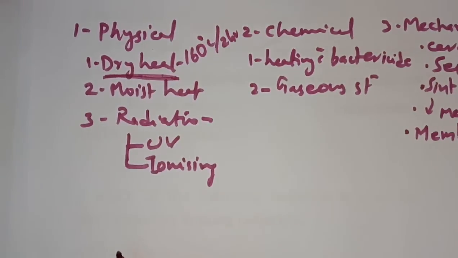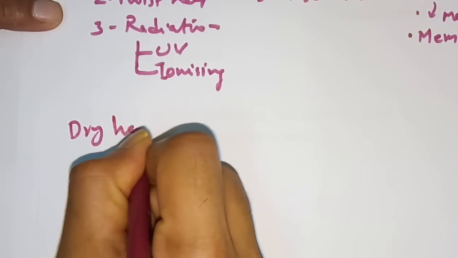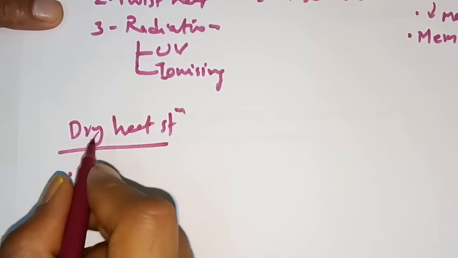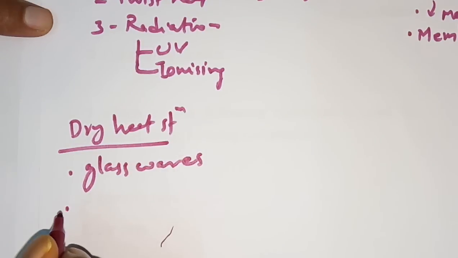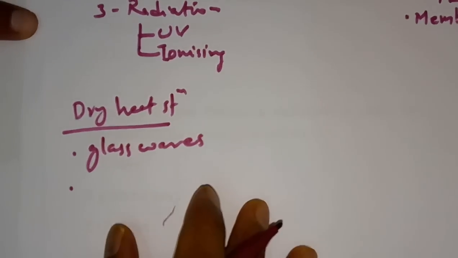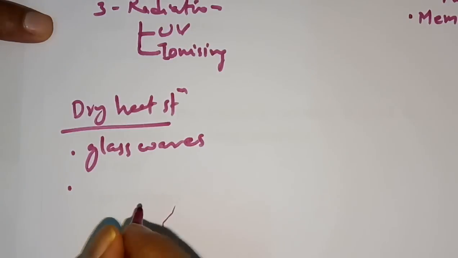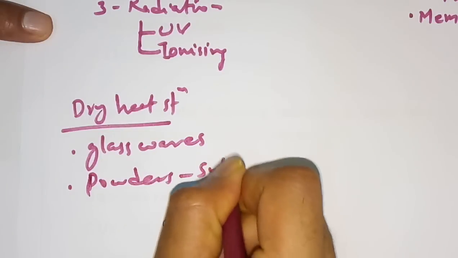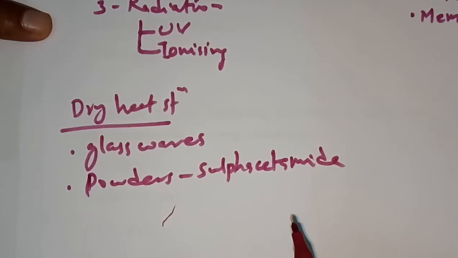The materials for the dry heat sterilization technique: one is glassware. The second one is sterilization of powders such as sulfacetamide. Powders, medicines like sulfacetamide, sulfadiazine, kaolin, talc, zinc oxide, like this.